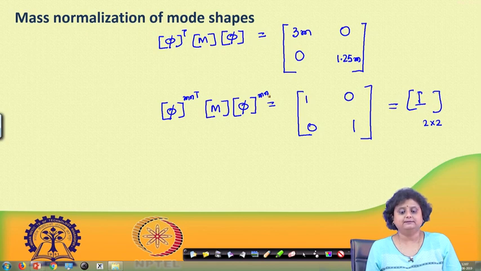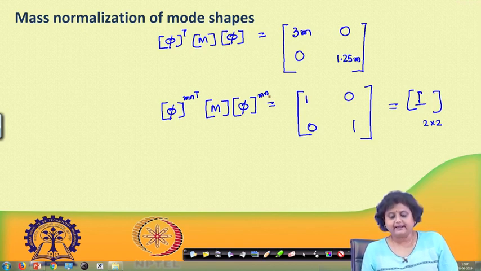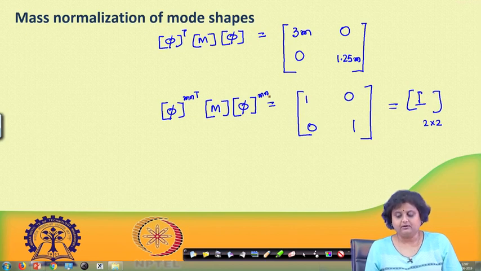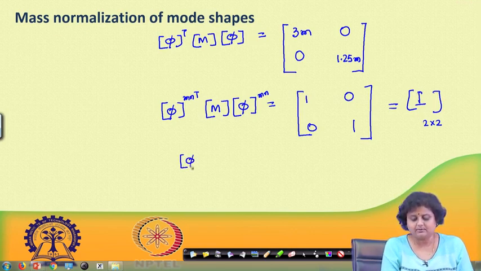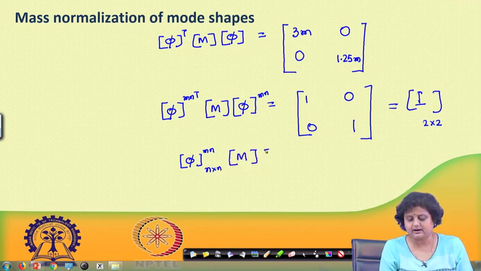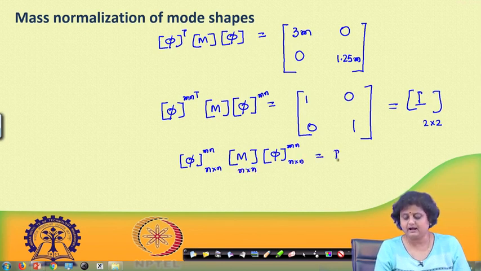So, we will see that this expression can be used very efficiently to simplify certain equations of motion of a multi-degree of freedom system, and thereby making the solution of those equations of motion very simpler. So, the takeaway of this whole part of this lecture can be said that if I find out the mass normalized mode shape of any n degree of freedom system and then derive this product, this is going to be an identity matrix.